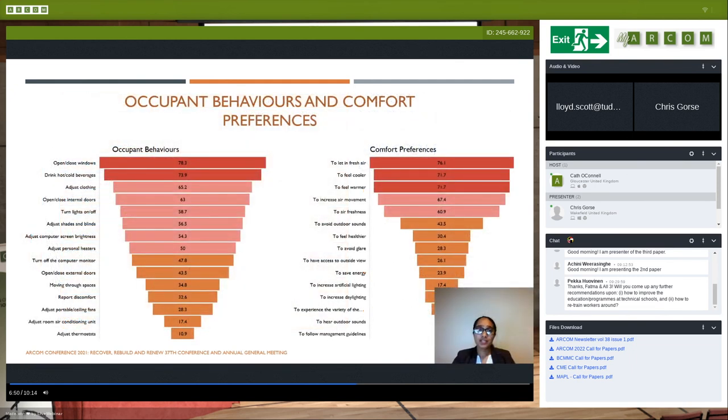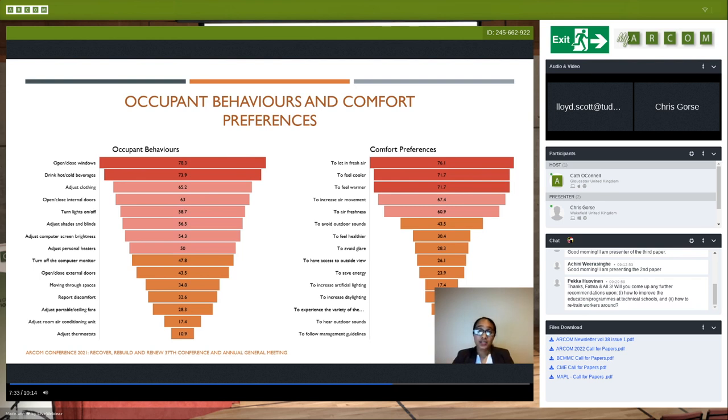15 occupant behaviors and 15 comfort preferences were identified referring to previous studies. The occupants were asked to select the occupant behaviors they practiced during work and the expected changes from these behaviors. As you can see here, more than 70% of the occupants selected opening closing windows and drinking hot cold beverages, whereas 50% or more responded on opening closing internal doors, turning lights on off, adjusting clothing, shades and blinds, computer screen brightness, and personal heaters.